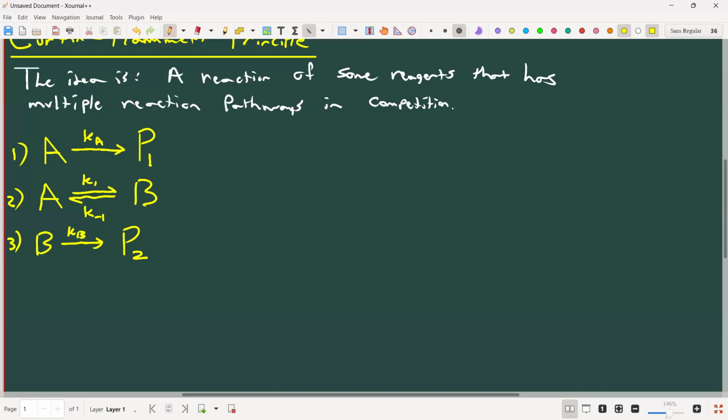So we have a starting material that, maybe rapidly, we don't know if it rapidly equilibrates or not, but it can equilibrate to some other starting material B, and B forms a different product than A.